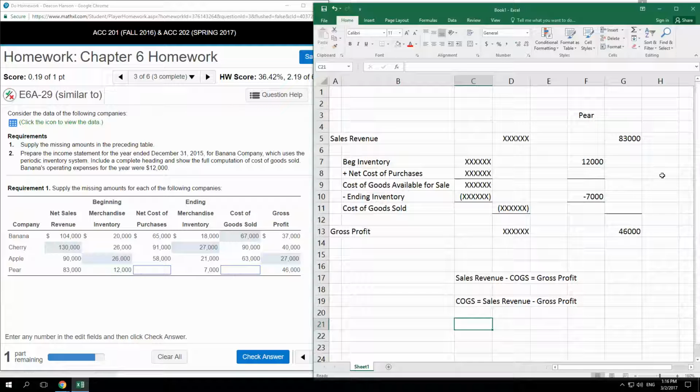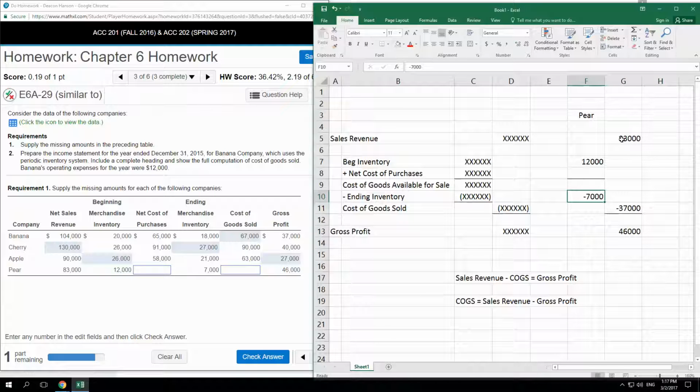Okay, so really up here, all I have to do is subtract, and I'm not doing it in the right space. I'll put it on the cost of goods sold line. I'm going to subtract my gross profit from my sales revenue. That should give me my cost of goods sold, 37,000. And you could double check it. You could say sales revenue minus cost of goods sold comes up to the same gross profit.